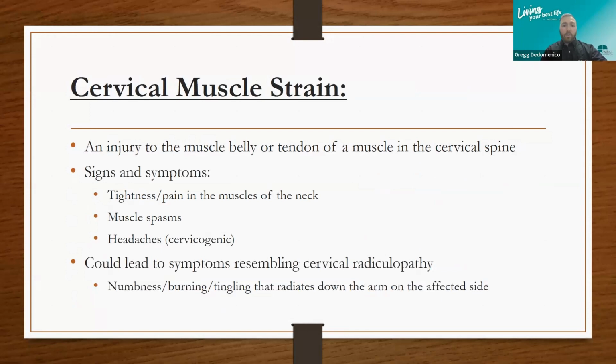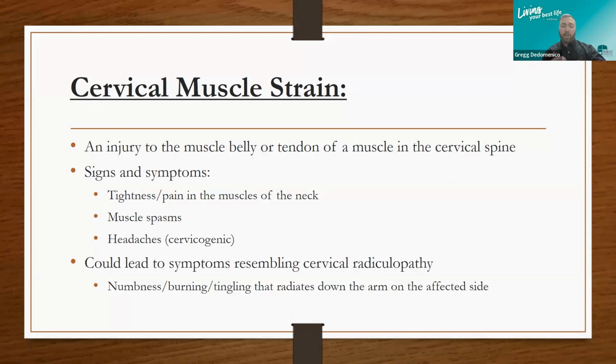So a cervical muscle strain is an injury to the muscle belly or tendon of a muscle in the cervical spine. If you refer back to the anatomy slides, you can see that there are plenty of muscles present in the cervical spine, and it's possible to injure one of them throughout your lifetime. Signs and symptoms include tightness and pain in these muscles of the neck based on their location.